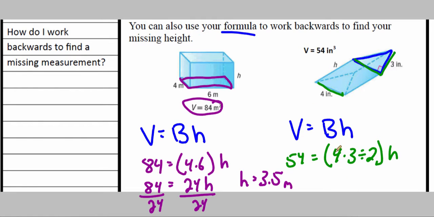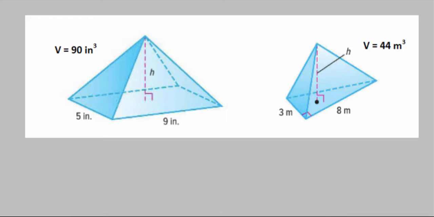So do the math you can see. 4 times 3 is 12, divided by 2 is 6, times my height is equal to my volume. Work my equation backwards, and I get h is equal to 9, in this case, inches. So plug in what you know, but focus on how do I calculate the area of that base, and then work backwards to find. Now we're going to work backwards with our pyramids, but again, start with the formula.